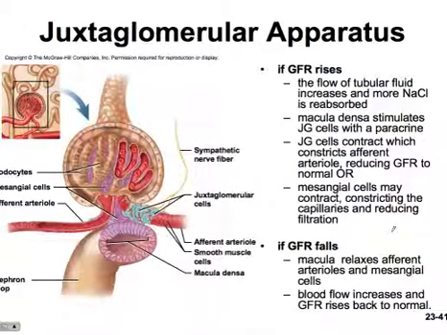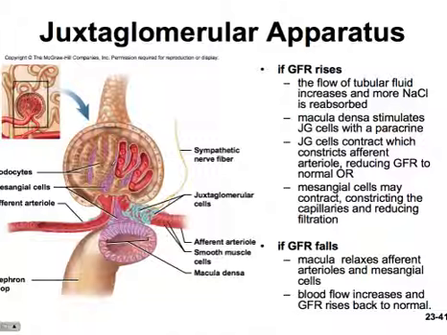Although the details of tubuloglomerular feedback are still not that well understood, it is known that if GFR rises, the flow of tubular fluid increases. More sodium chloride is reabsorbed. The macula densa stimulates the juxtaglomerular cells with some kind of paracrine secretion, and those cells contract, which constricts the afferent arteriole, thus reducing the GFR. Or we might see that the mesangial cells constrict and constrict the capillaries here and reduce filtration in the glomerulus.